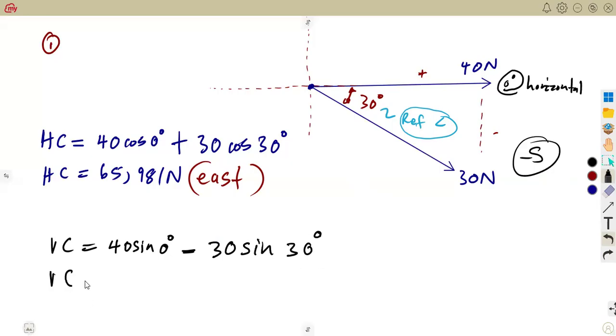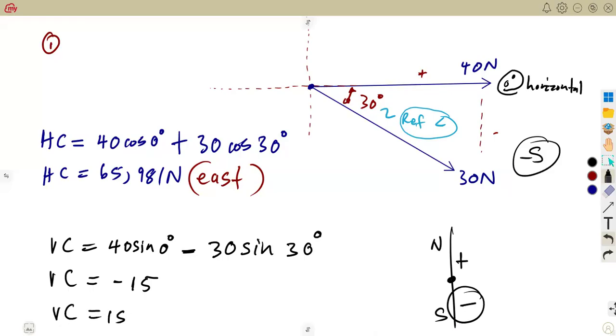So this will be your vertical component. Combining this, you're going to get negative 15. Vertical, as you are comparing, going up is positive, going down is negative. That is north, south. So we have a negative. It means this vertical component of ours is going to the south. So that's 15 newtons going to the south. That is the case of our question.